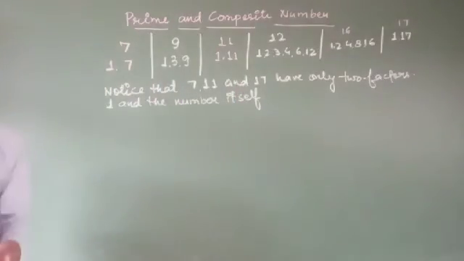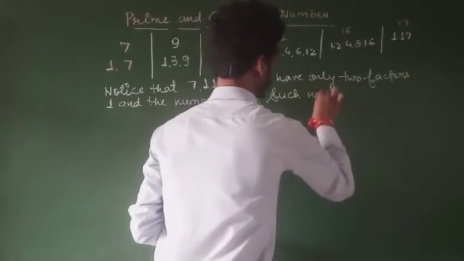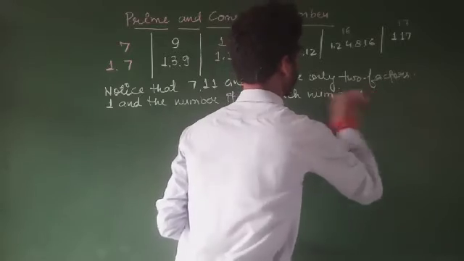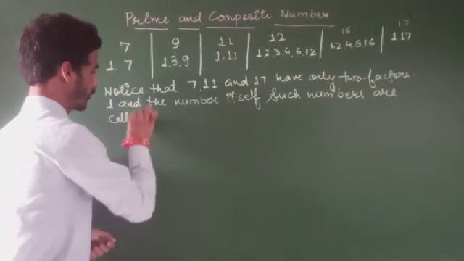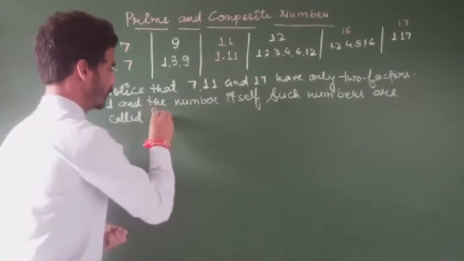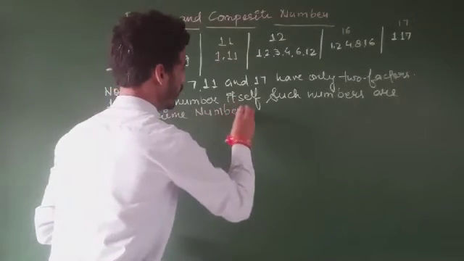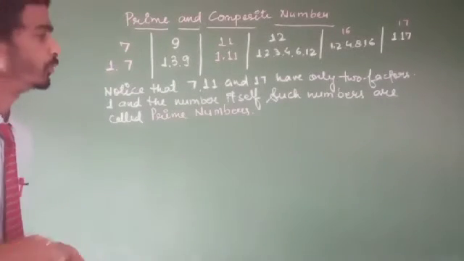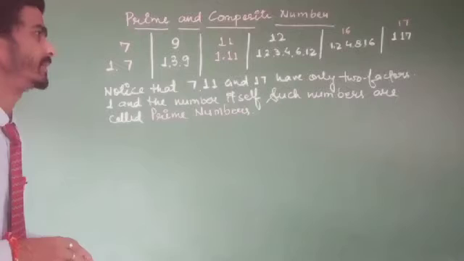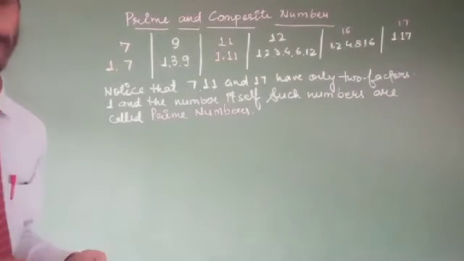Such numbers are called prime numbers. Listen carefully once again. Notice that 7, 11 and 17 have only 2 factors, 1 and the number itself. Such numbers are called prime numbers.